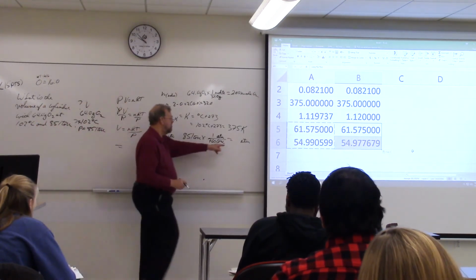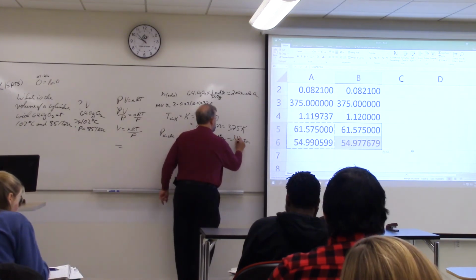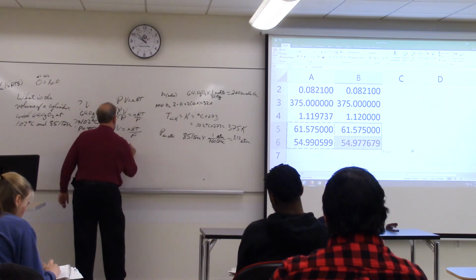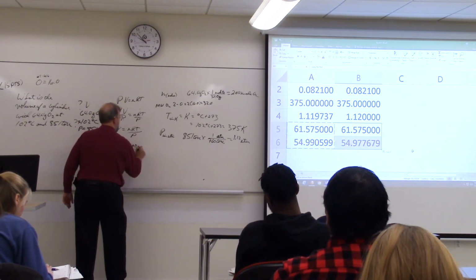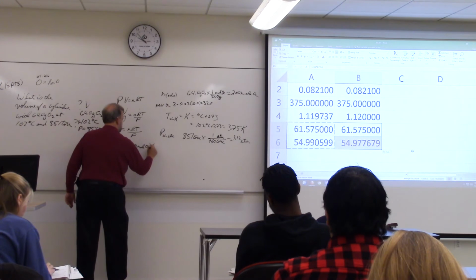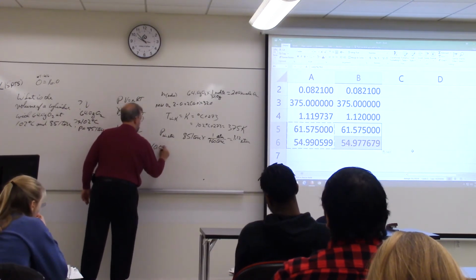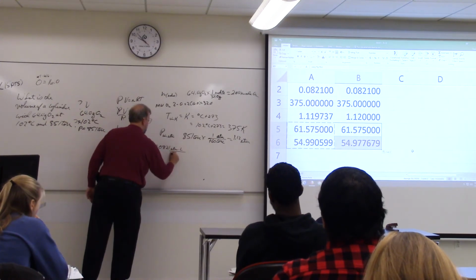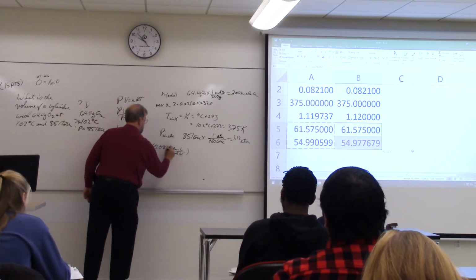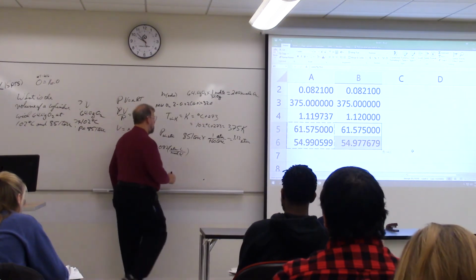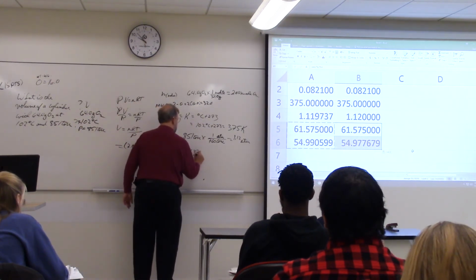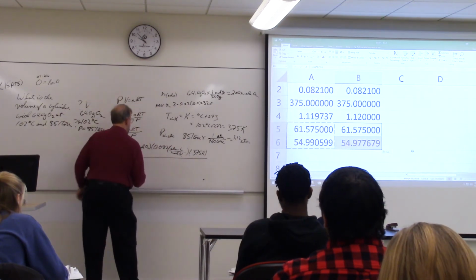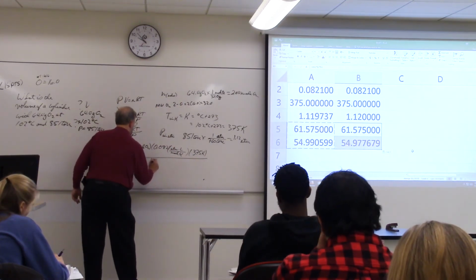And here we got 1.12. And so now put in moles. 2.00 moles O2. R is 0.0821 atmospheres, liters, per moles, Kelvin. And next, I'll put in my temperature, 375 K, divided by the atmospheres, the pressure.